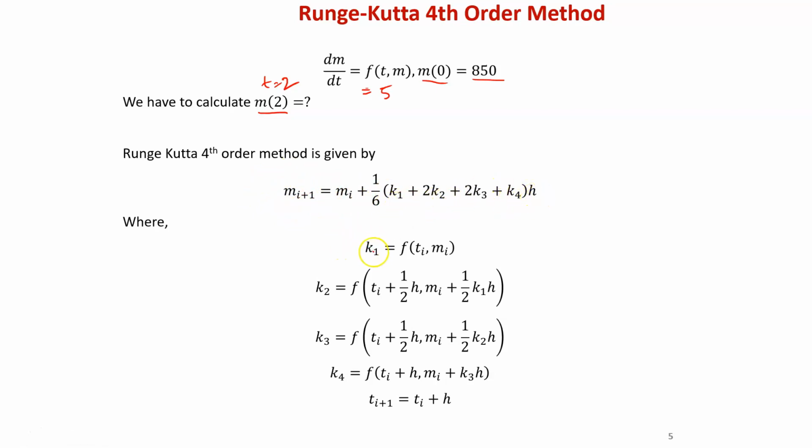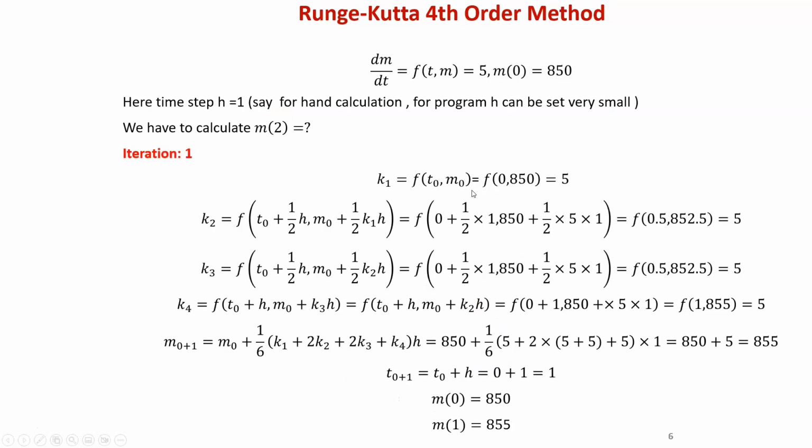Now k1 is equal to f of ti, mi; k2 is equal to f of ti plus half of h, mi plus half of k1h; k3 is f of ti plus half of h, mi plus half k2h; and k4 is f of ti plus h, mi plus k3h; and t_(i+1) is ti plus h. So this is the fourth order Runge-Kutta method. Now we have to implement that.